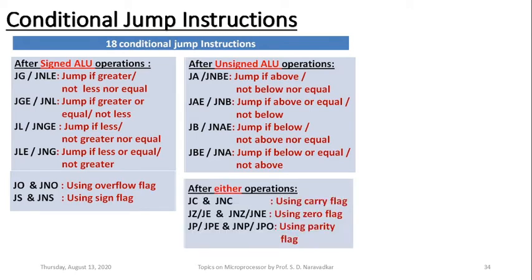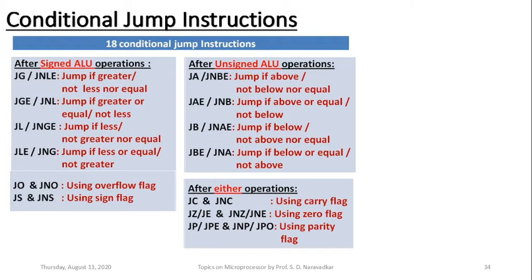Then below that will be the third category of conditional jump instruction here. This third category of conditional jump instructions can be used either after a signed ALU operation or an unsigned ALU operation, both. Such type of 6 instructions are available here. By using the carry flag, jump if carry JC and jump if not carry. Depending on carry flag set or carry flag reset, that jump will take place.